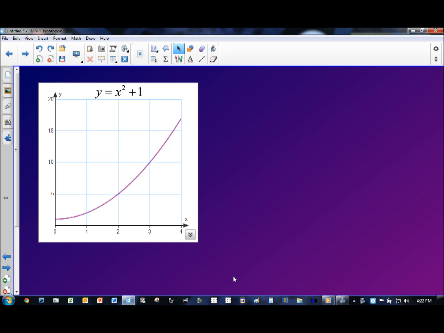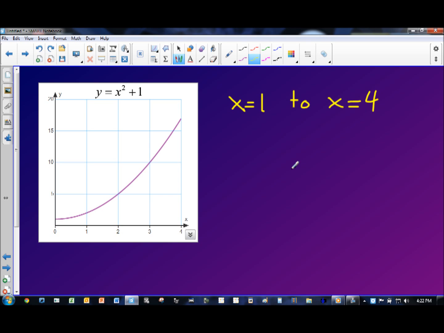And what I want to do is find the area from x equals 1 to x equals 4. I'm just making up that question. I will tell you what x to start with and what x to end with. So we're looking at all of this in here. I'm just going to approximate that area. One way to do that is to draw rectangles. So I'm going to draw some rectangles.